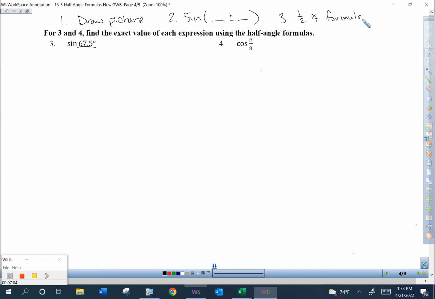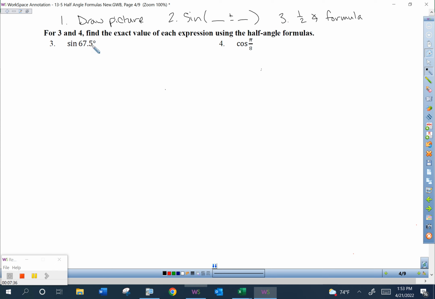Alright, so on this one, it's definitely weird because we've got this 67.5 and we've never seen half of it before. Drawing a picture is not going to work because we don't have a special triangle that ends in 67.5. We've got one that ends in 5, but not in .5. The sum is going to work the same way. I could pull out 45 here, but I'm still going to have a .5 over here, which is not a special triangle. It won't work. So we're stuck using our half angle formula. It's the last resort. You're only using it for these .5 type problems.